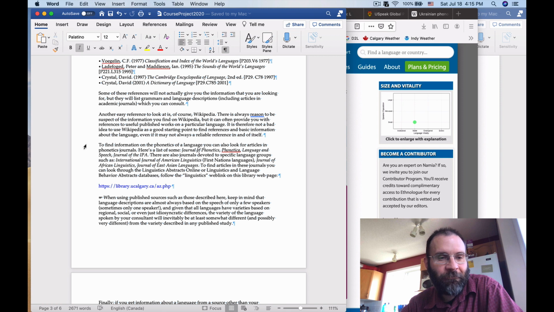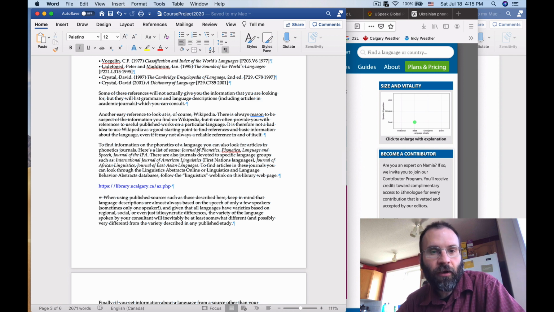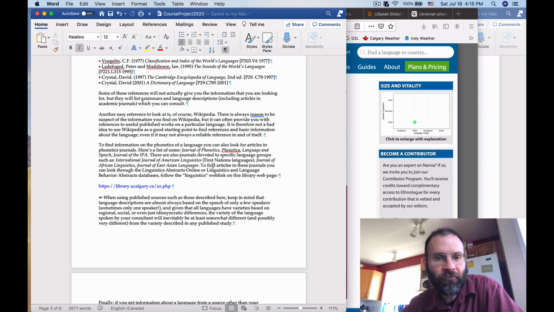Okay, if you are looking for other places to find information on the phonetics of the language, you can also look in various scientific journals, which are focused on the phonetics of the languages of the world. So some examples might be Journal of Phonetics, Phonetica, Language and Speech, Journal of the International Phonetic Association, so on and so forth. There are also journals devoted to specific language groups, such as the International Journal of American Linguistics for First Nations languages, Journal of African Linguistics, Journal of East Asian Languages, so on and so forth. To find useful academic references like this, follow this link.